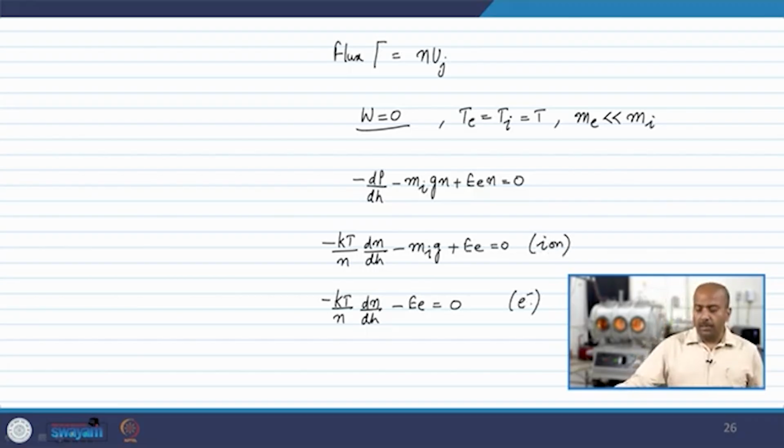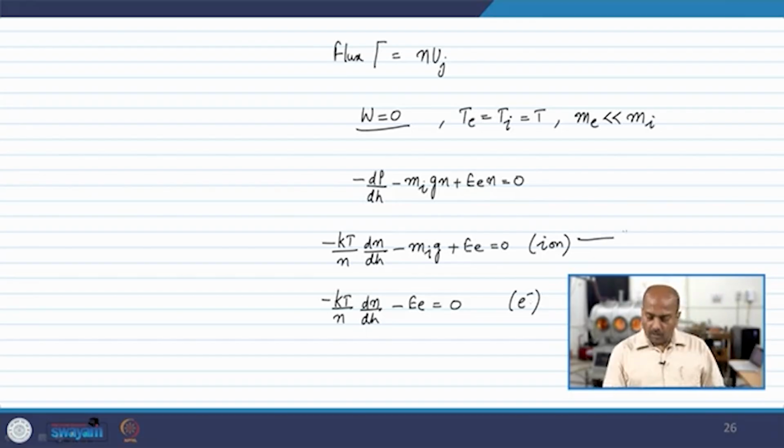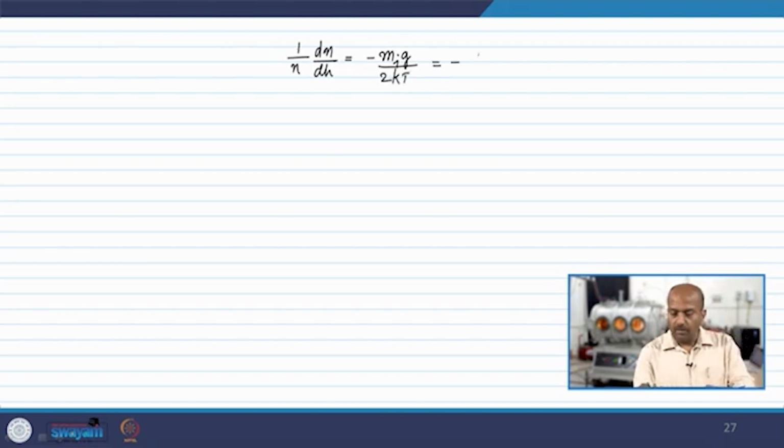I am not writing temperatures Ti and Te because I assumed both of them to be the same, and in the electron equation I have not written the me g term because the mass of electron being very small, we can neglect it. Let us call this equation A and this B. Adding both of them, what we will get is 1 by n dn by dh is equal to minus mi g by 2kT, which is minus 1 by Hp, and this can be called equation number C.